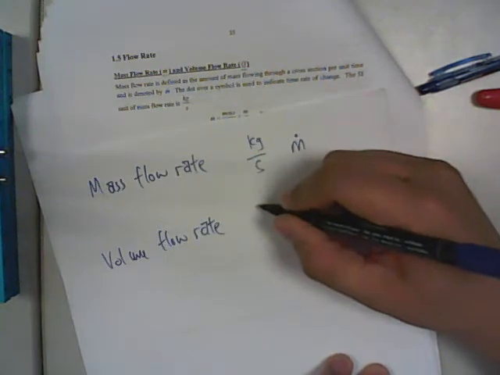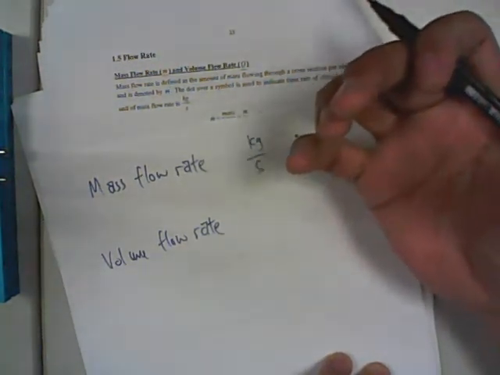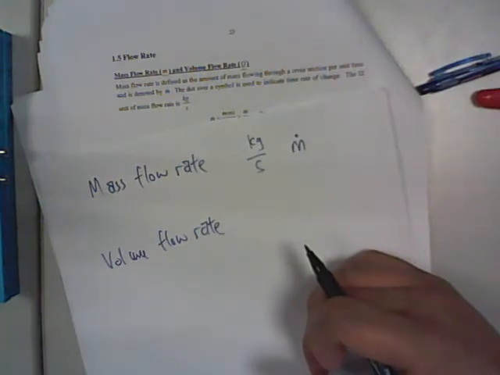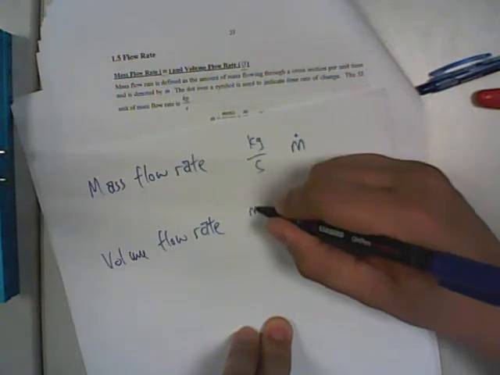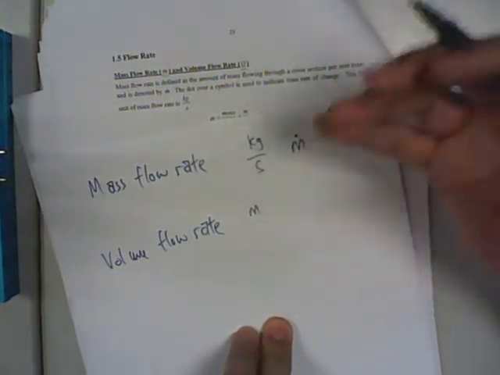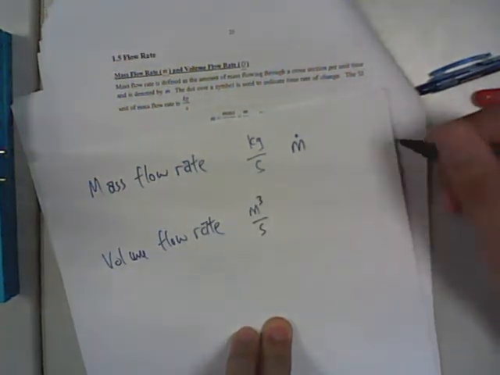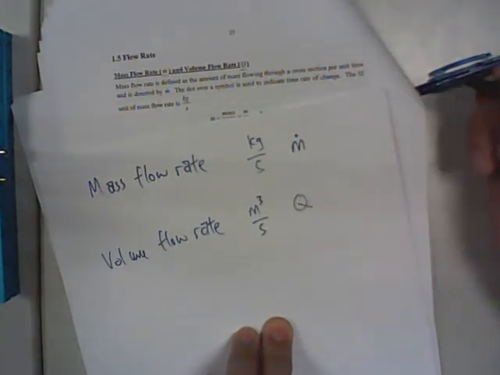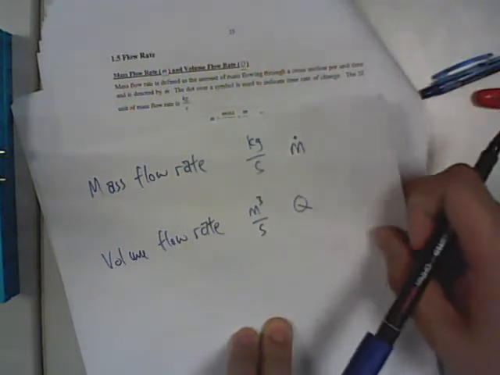Volume flow rate, on the other hand, is talking about how many meter cube, because the SI unit for volume is meter cube, over a period of time. So the unit is meter cube per second, and we denote it by the letter Q, capital Q. For this chapter, Q will be volume flow rate.